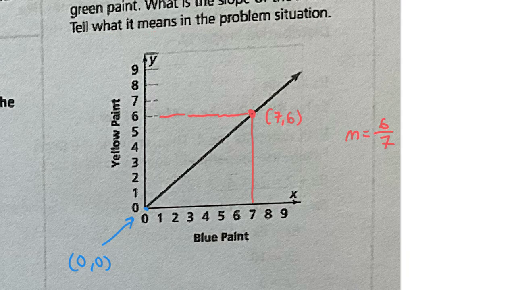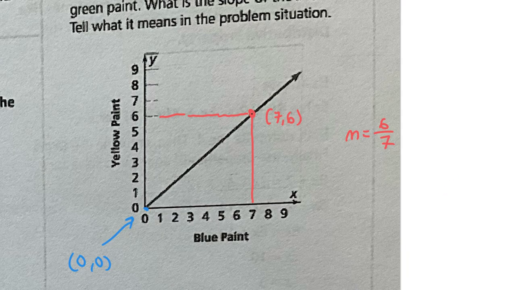Well, this person is mixing paint together to get a particular color. There's a certain amount of yellow paint the person is mixing with a certain amount of blue paint. So I think we all understand that for every 6 units of yellow paint, this person is mixing in 7 units of blue paint. So that's essentially what the slope means.